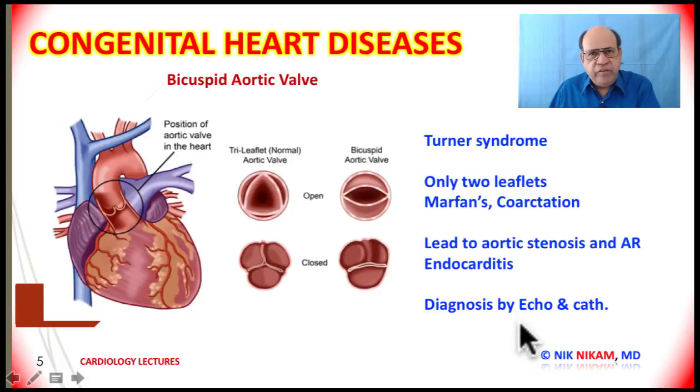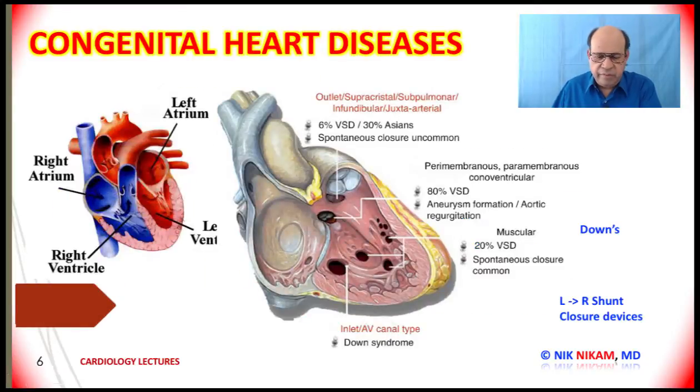The diagnosis is by 2D echocardiography and or MRI. When these patients present with a significant aortic regurgitation or infective endocarditis, they may need aortic valve replacement. Next, let's talk about ventricular septal defects. Ventricular septal defects are also an important congenital abnormality that we encounter in the adult population.